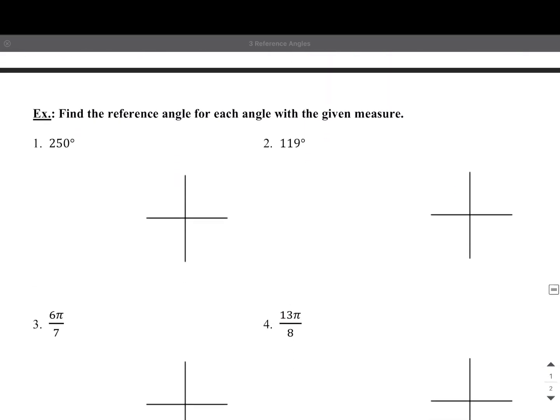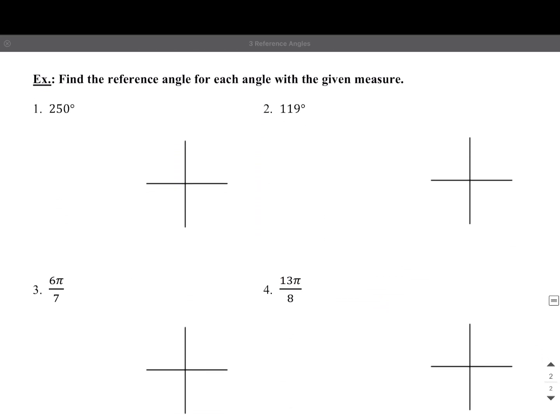So let's try a couple of examples. We're going to find the reference angle for each angle with the given measure.